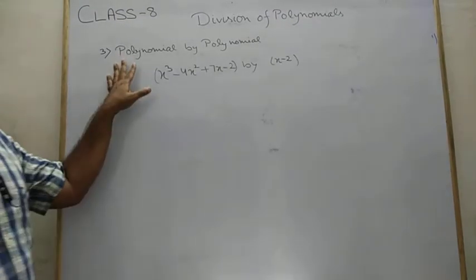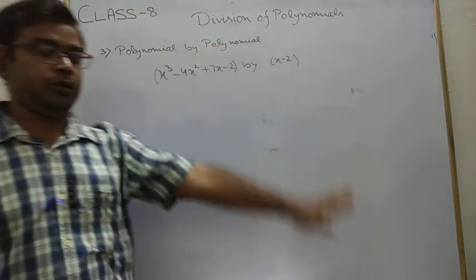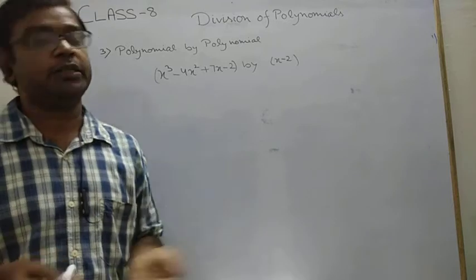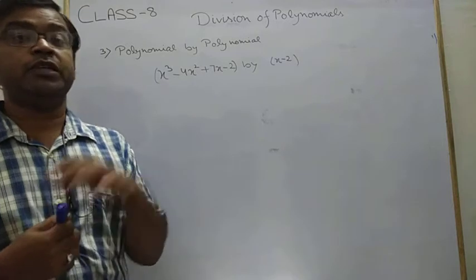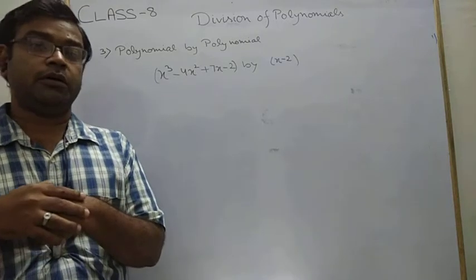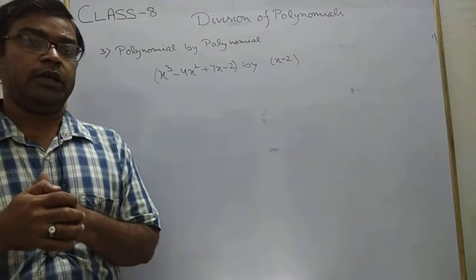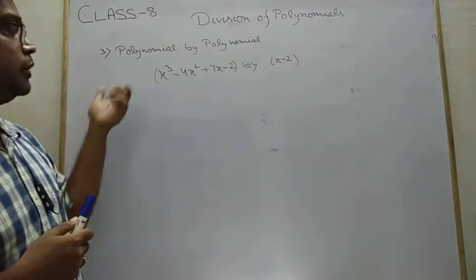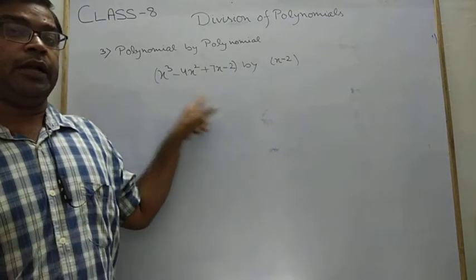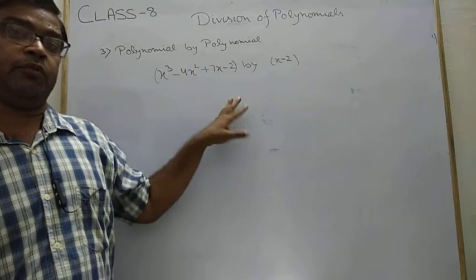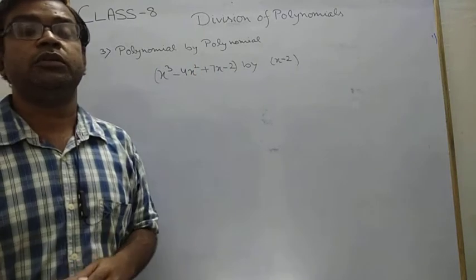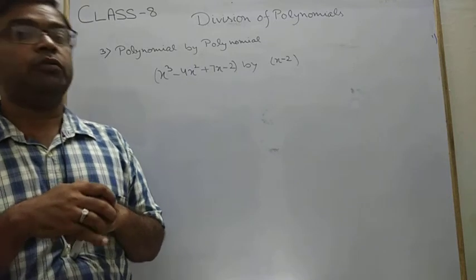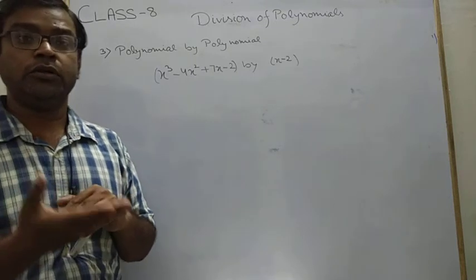Now our next part is polynomial by polynomial. In this case, the divisor is a polynomial and the dividend is also a polynomial. So how do we solve such a condition? Always remember, in such a condition, not only polynomial by polynomial, but also if the divisor is a monomial and the dividend is a polynomial, in both cases we use the long division method, and we have to be very careful how to arrange them, how to solve them.